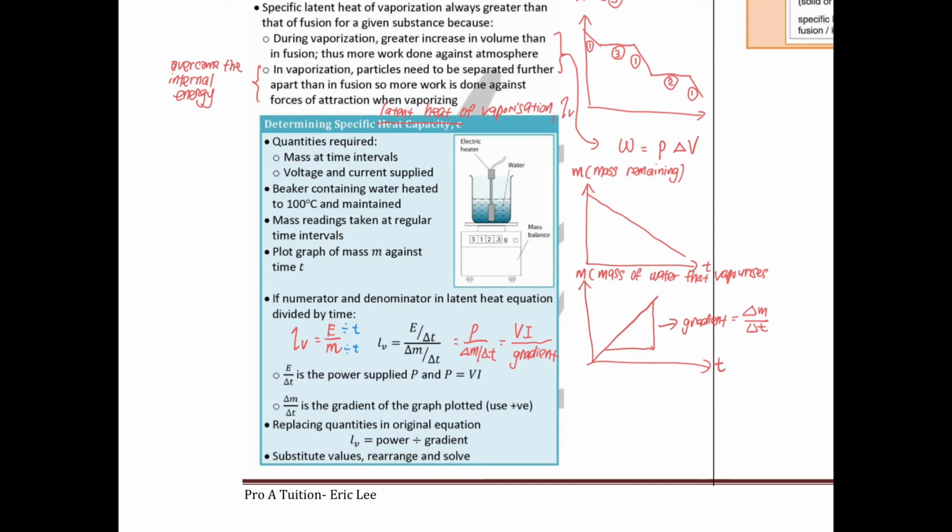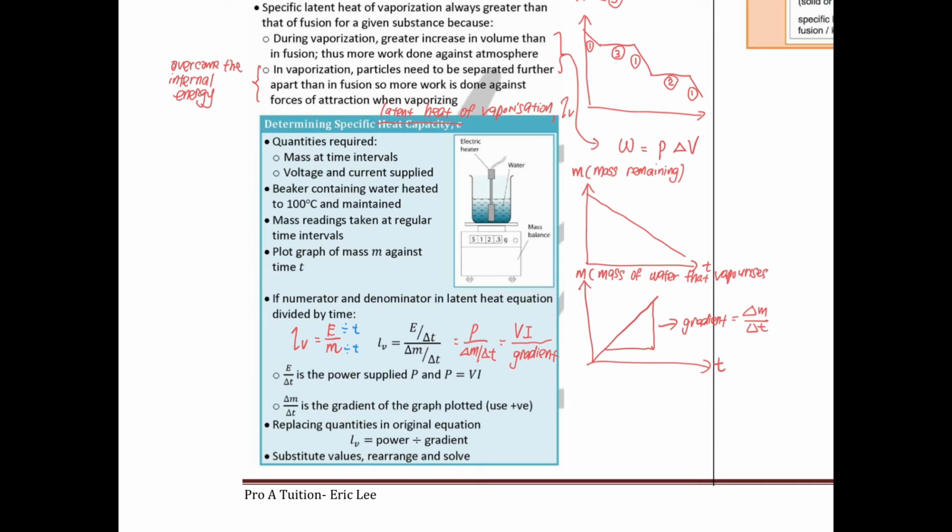Then let's see here, replacing quantities in the original equations. So Lv equals power over gradient, or VI over gradient. Substitute values, rearrange and solve, then at the end you will get the latent heat of vaporization. Okay, so this is about the experiment to get the latent heat of vaporization.